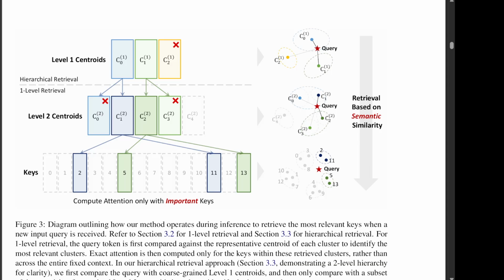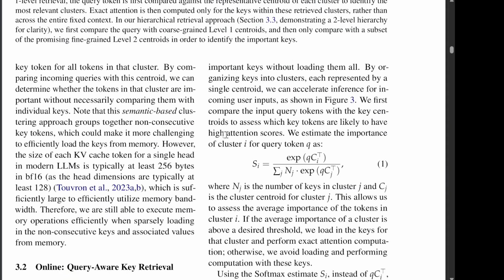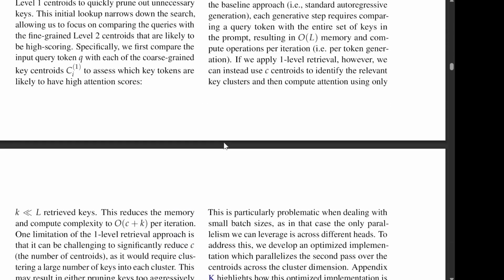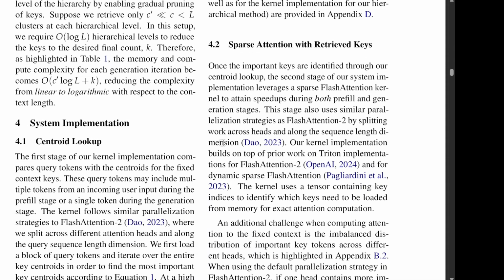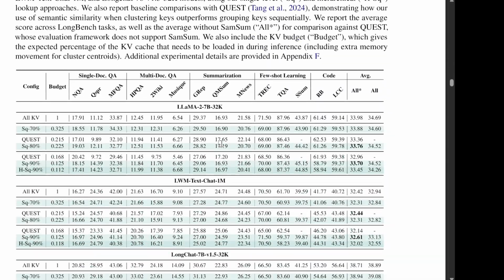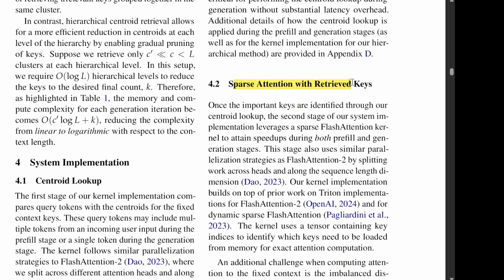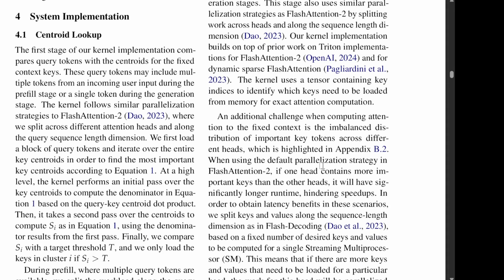That's the logarithmic magic. Hierarchical retrieval complexity becomes O(C' log L + K). Here, C' is the number of coarse level 1 centroids, which is even smaller than C, and crucially, the dependency on the original context length L is now logarithmic, thanks to that hierarchical search. Log L instead of L. Yes. For extremely long contexts, millions of tokens, going from linear to logarithmic scaling is the difference between something being computationally feasible and, well, basically impossible or incredibly expensive. It's a massive leap in scalability.